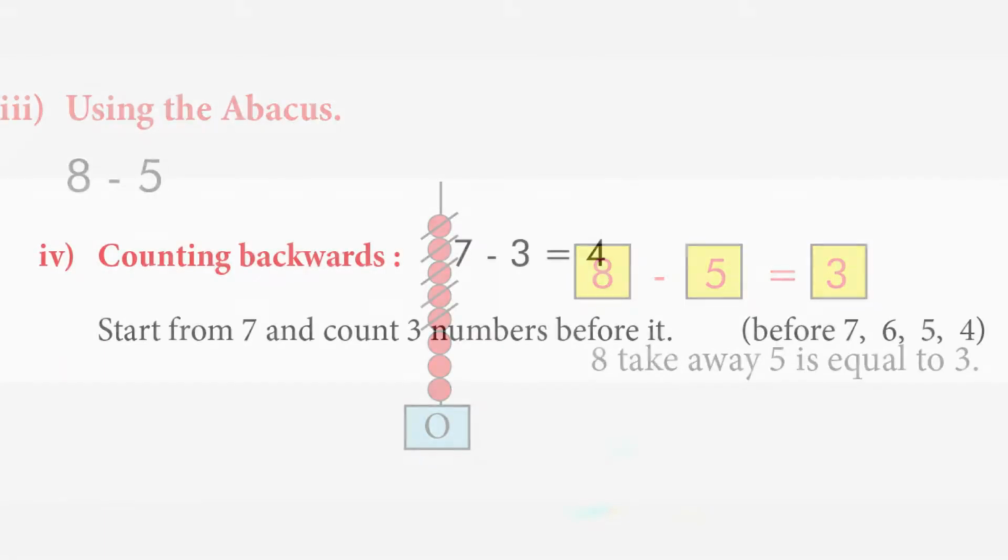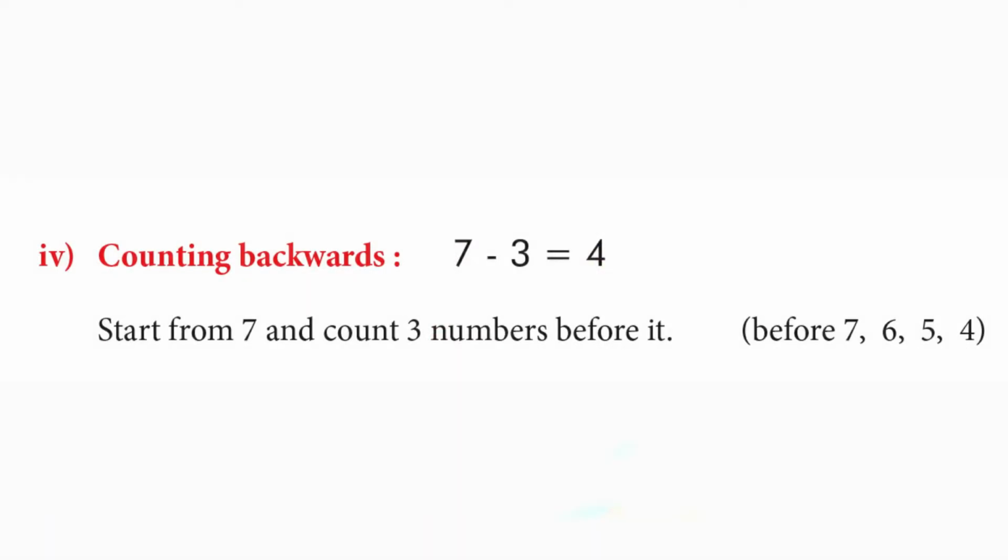Now the last method, that is the counting backwards. How many of you here know to count backwards? At least from 10. Can we all try counting? Okay, let's start. 10, 9, 8, 7, 6, 5, 4, 3, 2 and 1. Very good. So using this method, we need to count backwards. Let's see how we're going to do that.